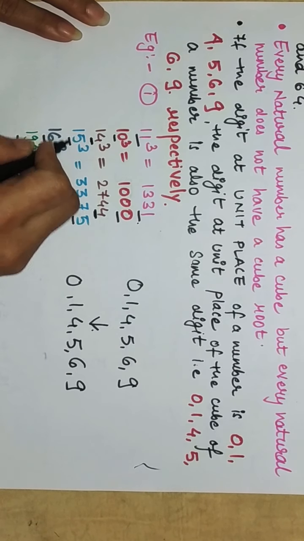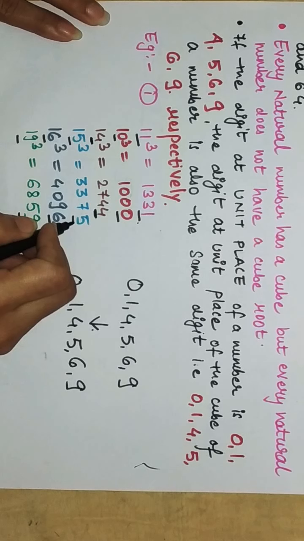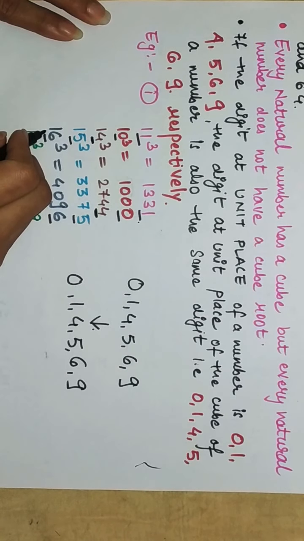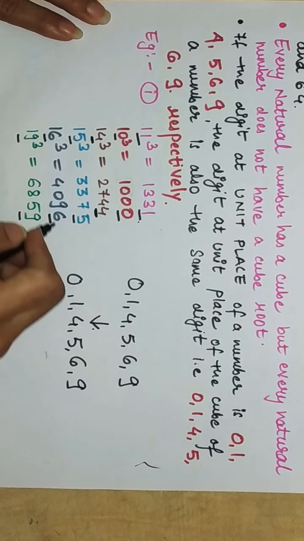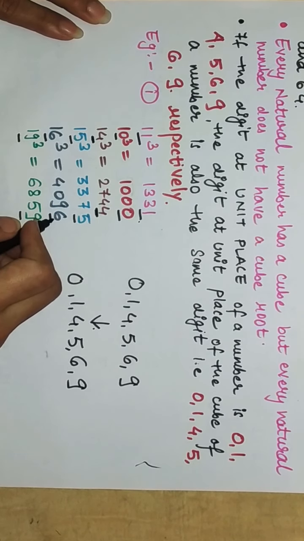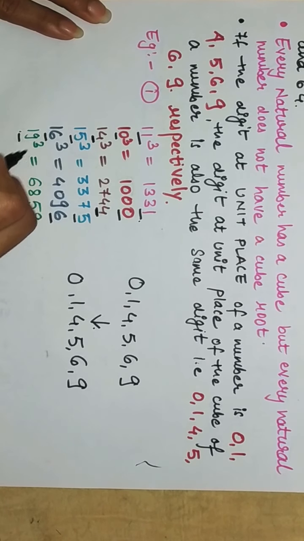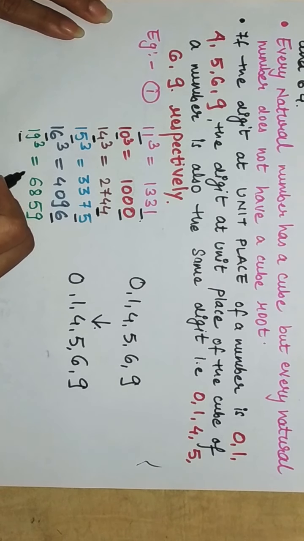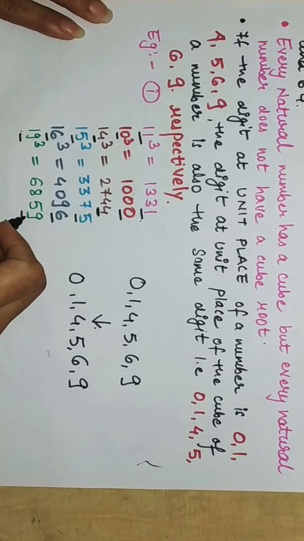Here you can see the unit digit is 5 and the cube of that number also possesses the same digit 5. 16 cube is 4096. The unit digit of this number is 6 and the cube of this number also has the unit digit 6. 19 cube is 6859. Here you can see the unit digit is 9 and the cube of this number possesses the same unit digit 9.